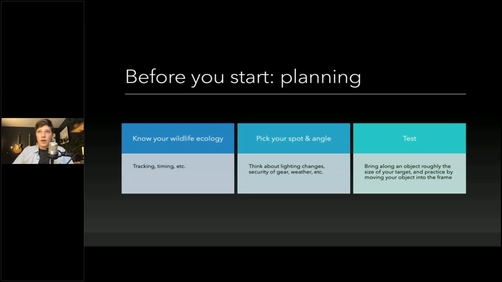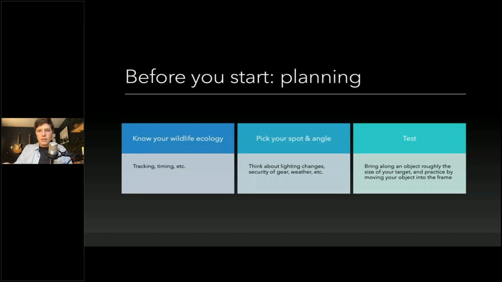And the place that I'd recommend starting is backyard birds. A lot of us have bird feeders, and that's a great opportunity to test out your equipment, get your process dialed so that when you go further afield, you can take what you learned and just deploy it.